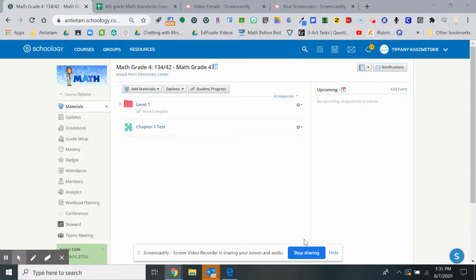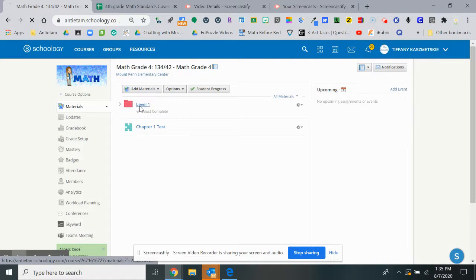Wanted to give you an idea of how I use Schoology. This is a folder from when I taught 5th grade math. This is not how I'm doing it for online learning. I'm not 100% sure what I'm doing yet, but I just wanted to give you one idea of how to use it. So in 5th grade, I did levels instead of chapters.